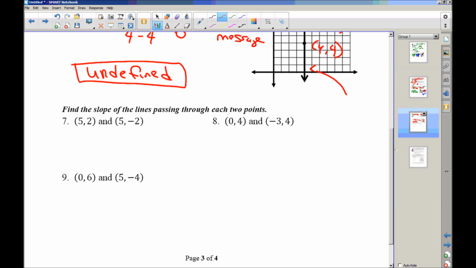Okay? All right, at this point, I'd like for you to pause the video, try 3 of these problems, and see if you can come up with what the slopes are for all 3. And then come back and check over it.